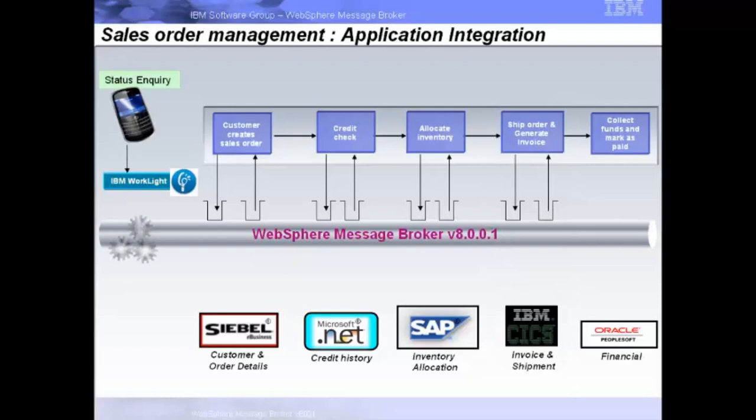Message Broker version 8 also provides support for IBM Worklight integration. It provides an open, comprehensive, and advanced mobile application platform for smartphones and tablets, helping enterprises to expose their IT services through the mobile channel with support for a variety of security mechanisms.